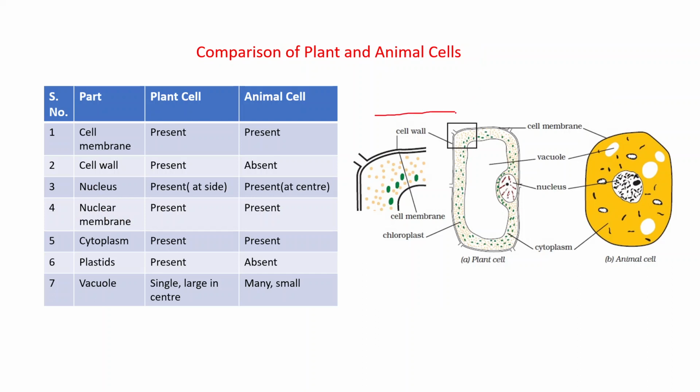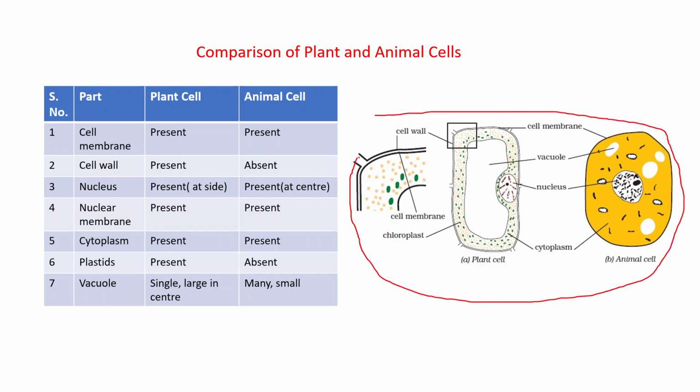Again, if you observe these diagrams very clearly, you can see this is a plant cell and this is animal cell. Just have a look at this table. Cell membrane present in both plant cell and animal cell. Cell wall is present in plant cell but absent in animal cell. Nucleus is present in both plant cell and animal cell, but in plant cell this is at side, while in animal cell this is at center. You can see this diagram. This is a plant cell. In this case, nucleus is at the side, while this is in center.